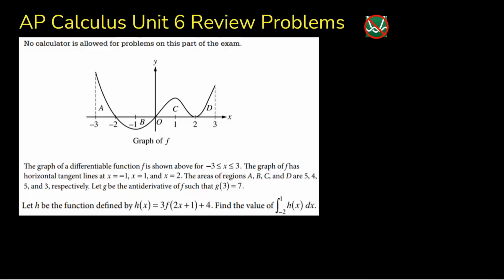Let g be the antiderivative of f such that g of 3 equals 7. Let h be the function defined by h of x, which is 3 times f of 2x plus 1 plus 4. Want to find the definite integral of -1 to 2 of h of x dx. We know that h is equal to 3 f of 2x plus 1 plus 4. So we could start with that.